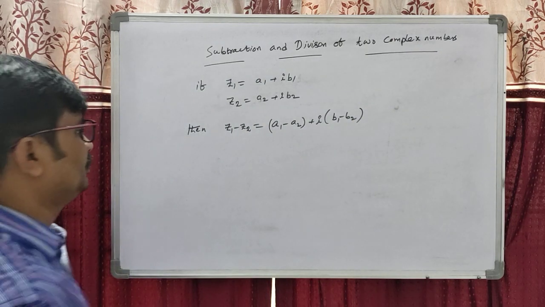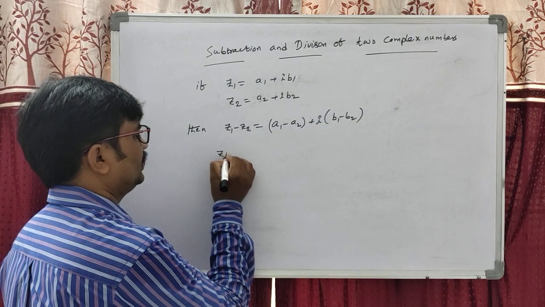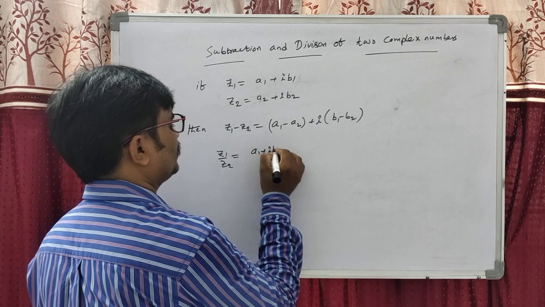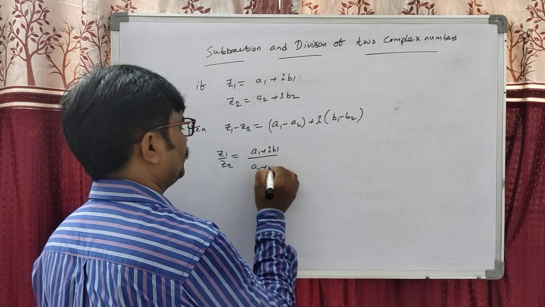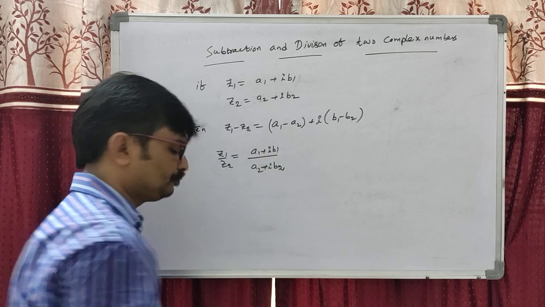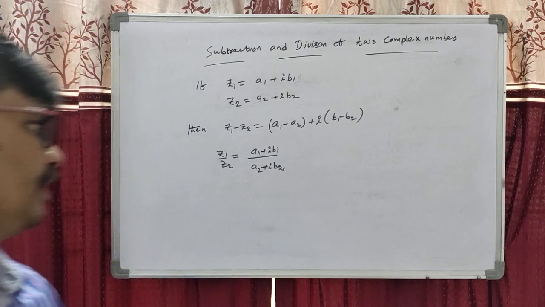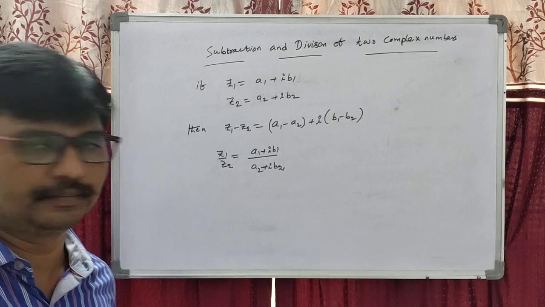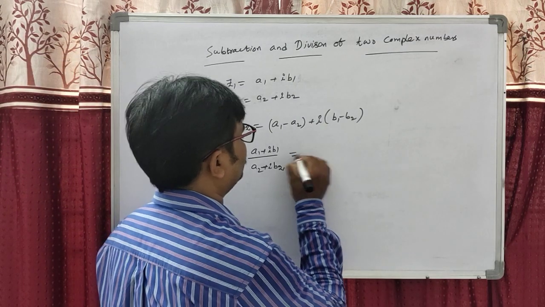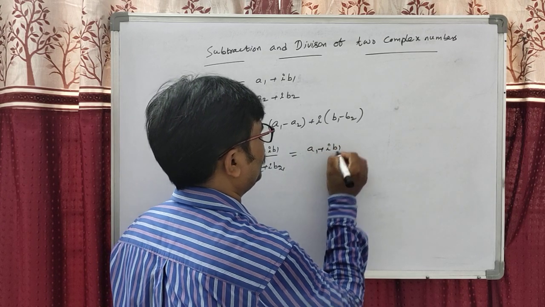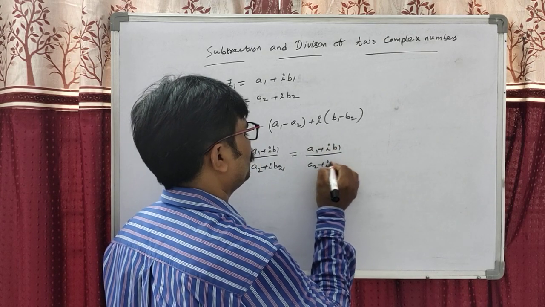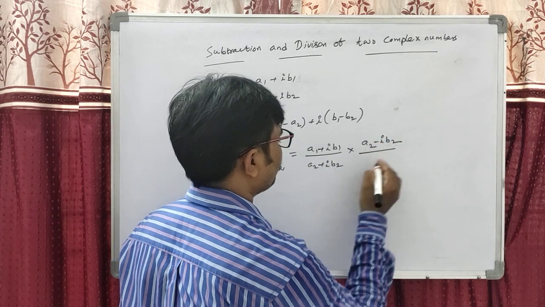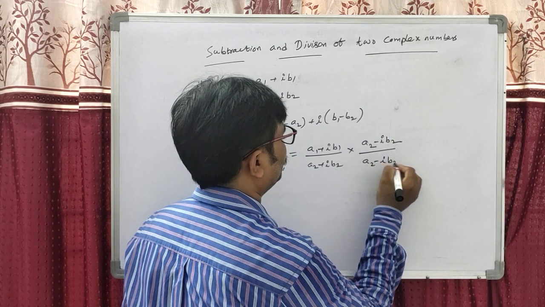Now its division is z1 by z2, that is a1 plus i b1 upon a2 plus i b2. After that, students, if the denominator has an imaginary part, then we take the rationalization. So this is a1 plus i b1 by a2 plus i b2, multiplied by a2 minus i b2 upon a2 minus i b2.